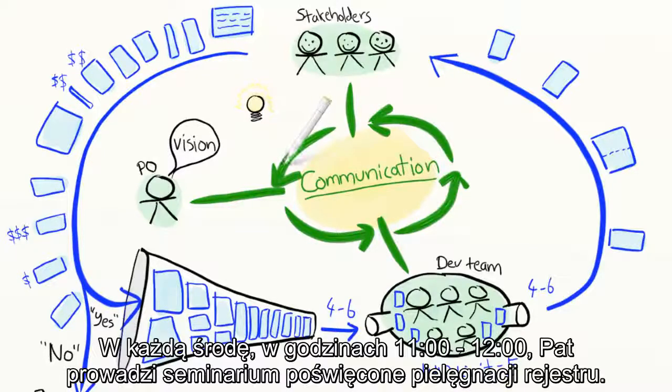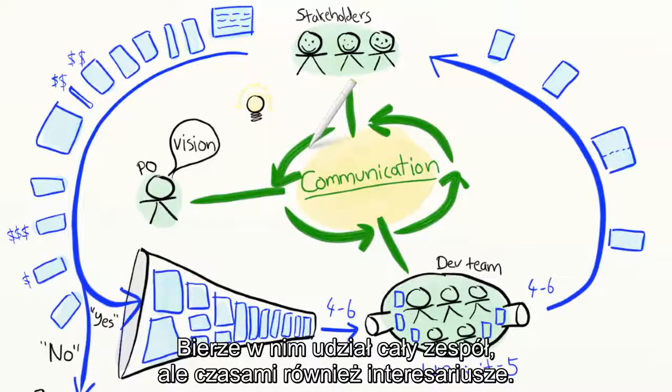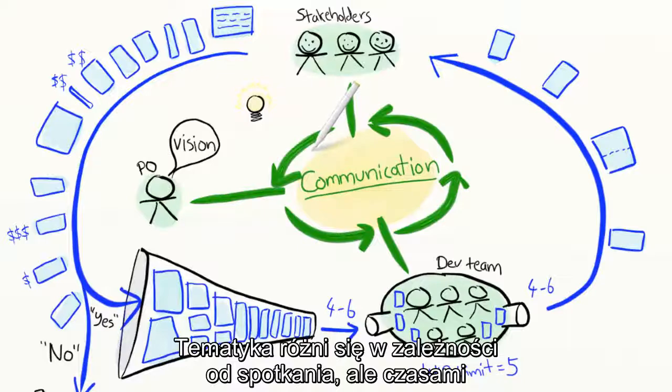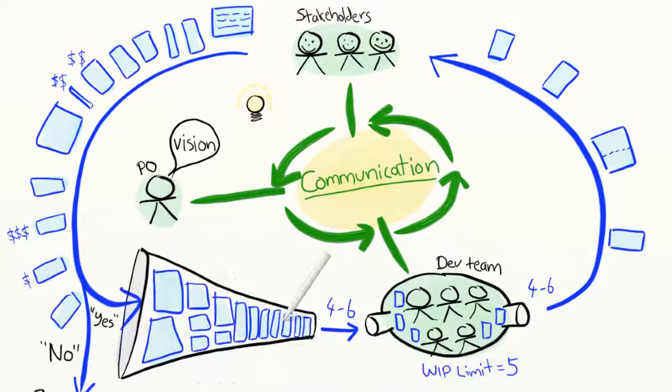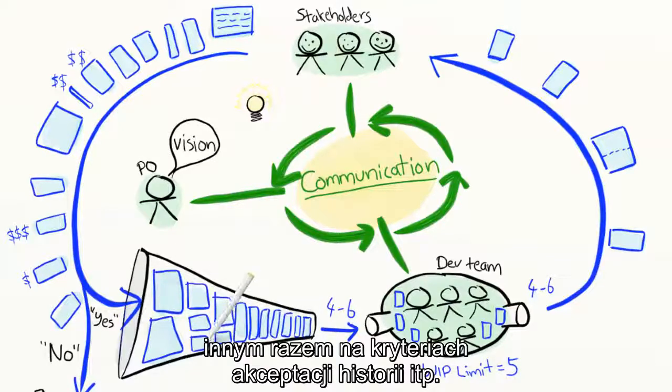Pat runs a backlog grooming workshop every Wednesday from 11 to 12. 1 hour per week. The whole team is usually there, and sometimes a few stakeholders as well. The agenda varies a bit, but sometimes it focuses on estimation, sometimes on splitting stories, and sometimes on writing acceptance criteria for a story, etc.